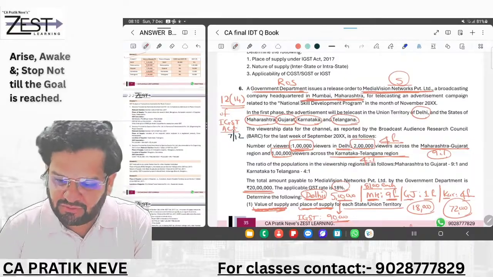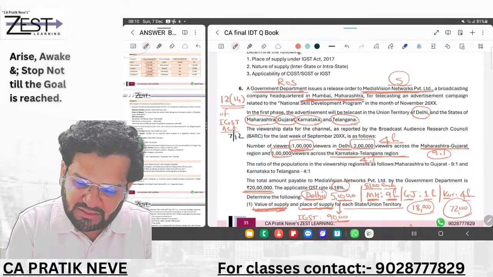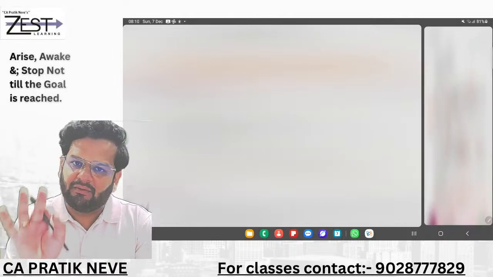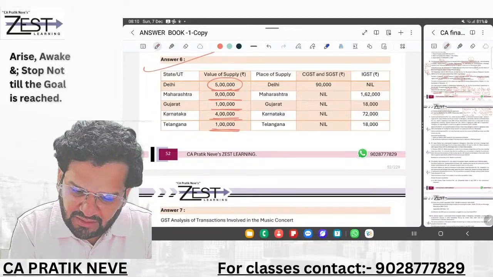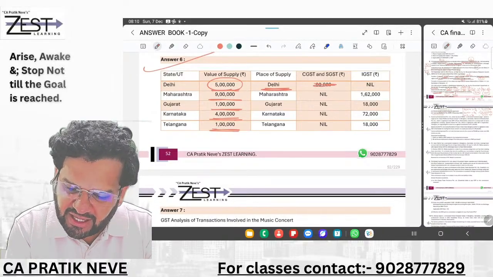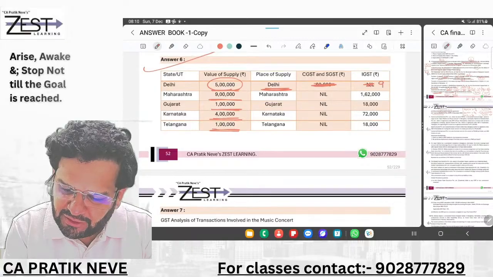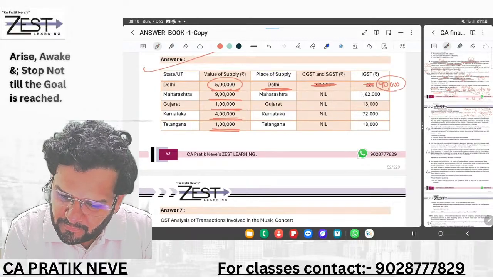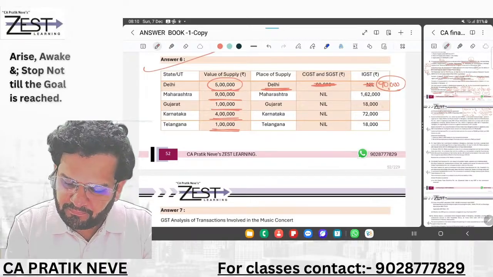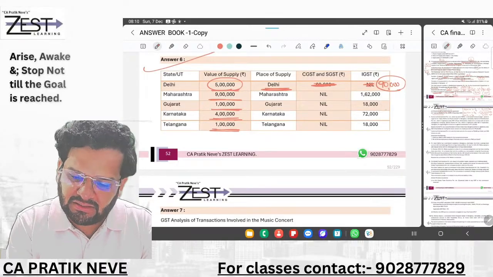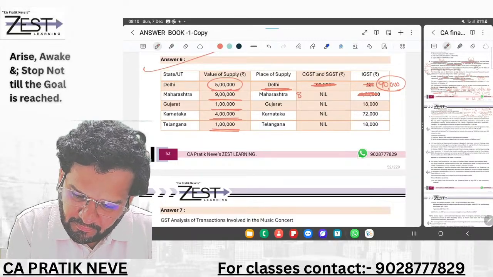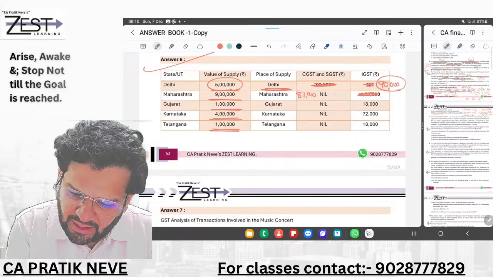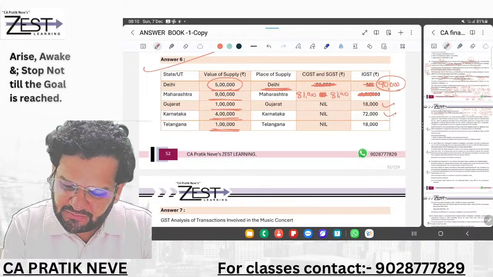Headquartered in Maharashtra. LOS is Maharashtra. POS is Delhi. So IGST actually of 90,000. And here CGST of 81,000 and SGST of 81,000. Rest of it is correct.